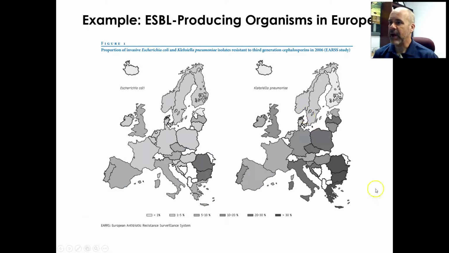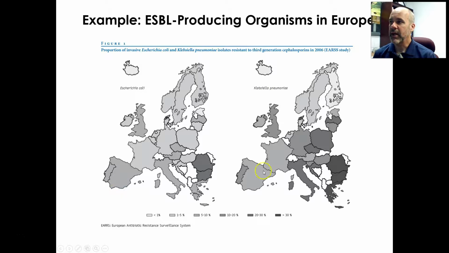And this is kind of a scary map. And this is actually from 2006, and it's showing the proportion of invasive Escherichia coli and Klebsiella pneumoniae resistant to third-generation cephalosporins. So a third-generation antibacterial drug means it's a more modern version. The cephalosporins are bacterial cell wall inhibitors. They're part of that beta-lactam group. And this was back in 2006. This was a growing problem at that time, and it's even worse now.